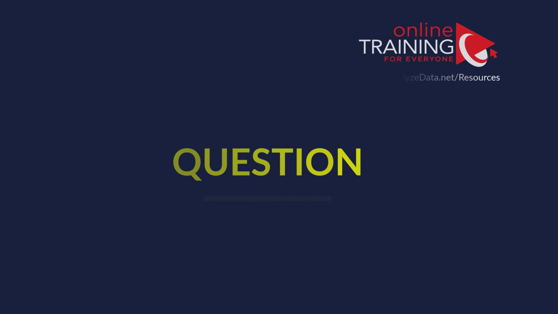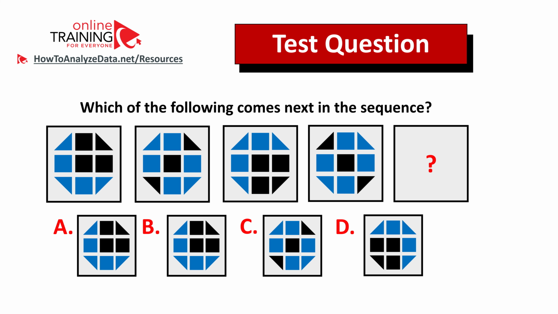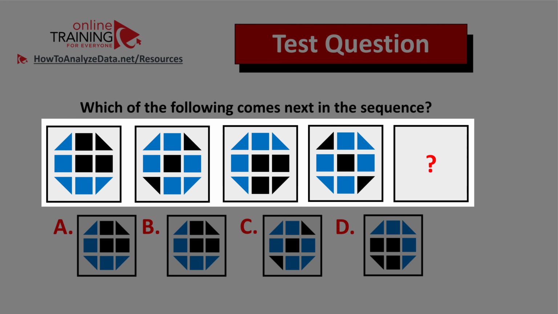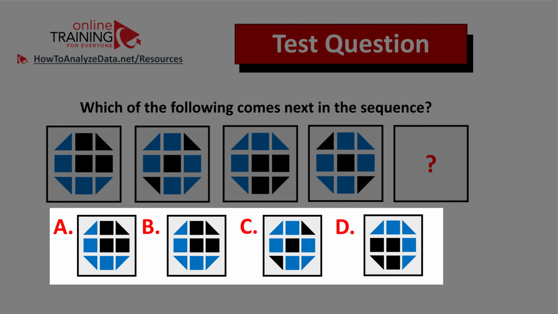Let me share with you a tricky question from the real test. Somehow, though, I have a confidence that you will figure out the answer, especially if you closely look for patterns. Here's the question. Which of the following comes next in the sequence? You're presented with the sequence of 4 squares, and the 5th one is missing. And obviously, there are 4 possible choices. Choices A, B, C, and D.